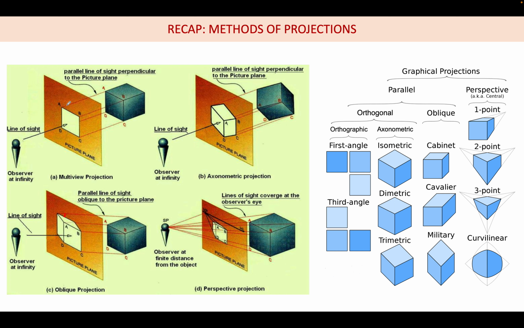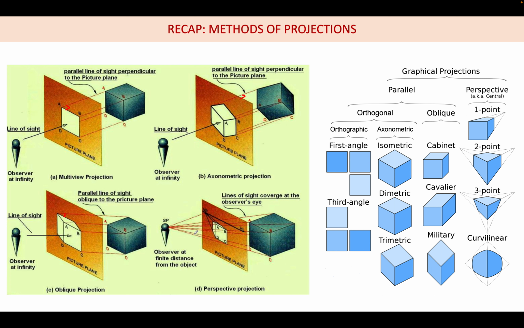Here in this case you can see it will be 90 degree. The projectors are perpendicular to the projection plane. So here also this will be 90 degree, but this will not be 90. So it is some oblique. So that is the difference between these three types of projection.